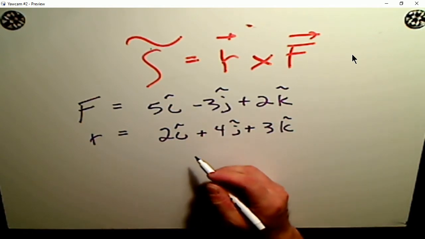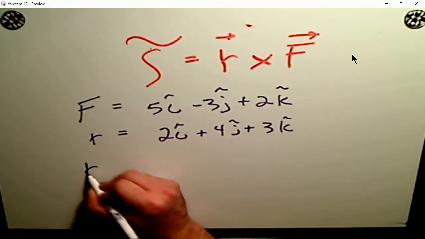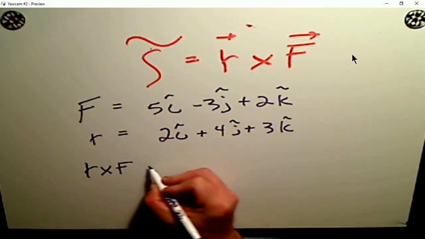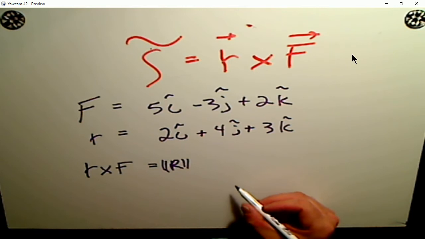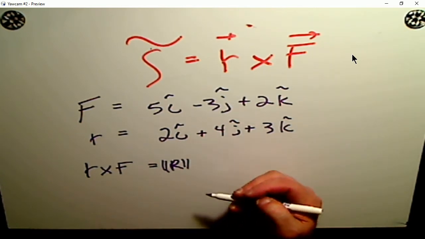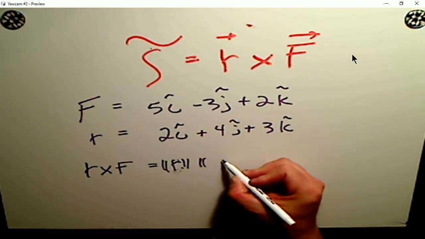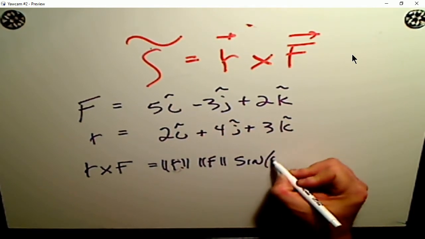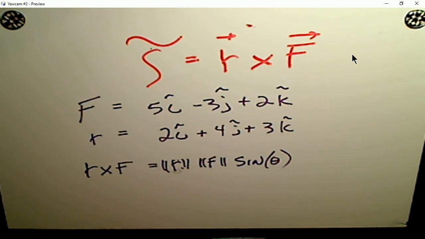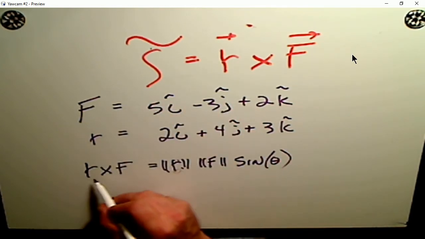I know that R cross F is equal to the magnitude of R times the magnitude of force times sine of the angle. So I can figure out the torque here, which is this cross product, but I can also figure out the angle between the two using this equation.